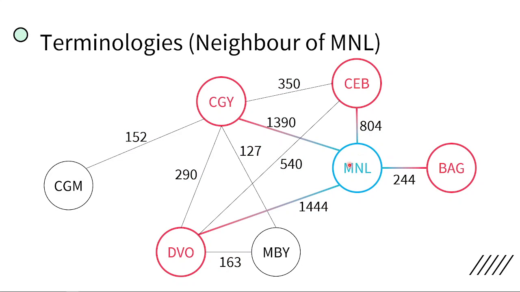Okay, next we have neighbor. The neighbors of a vertex are the vertices that are connected to it. For example, Manila is connected to Davao, Cagayan de Oro, Cebu, and Baguio. Therefore, the neighbors of Manila are Davao, Cagayan de Oro, Cebu, and Baguio.